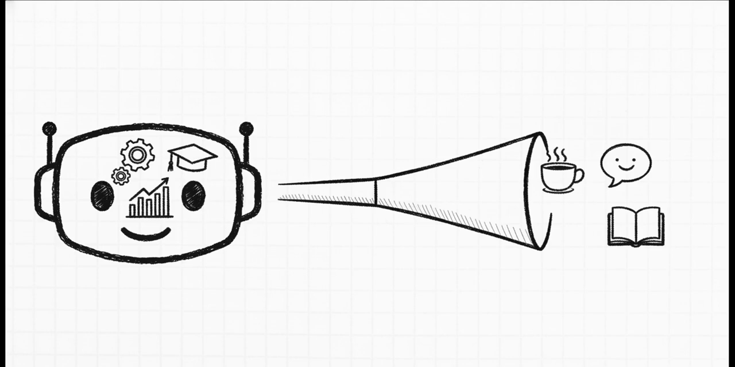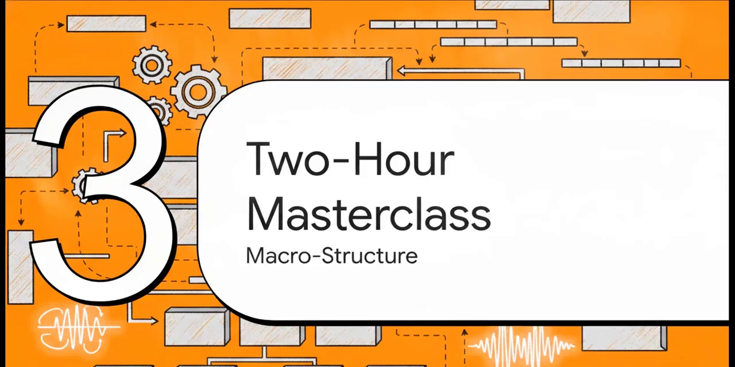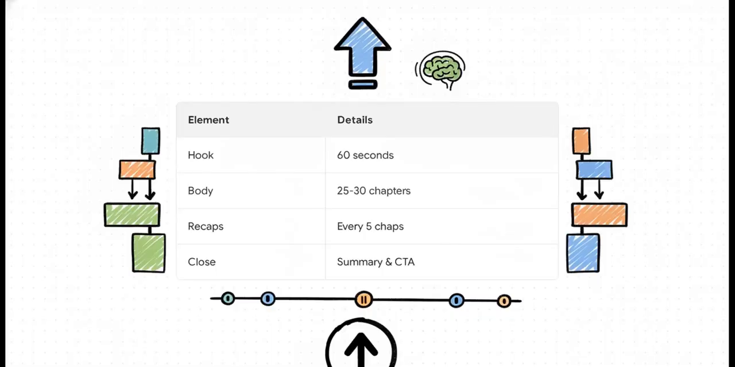That brings us to Section 3, structuring the 2-hour masterclass. Now, once you have your persona locked in, how do you logically organize 2 full hours of talking? Well, the macro structure starts with a powerful 60-second hook, flows smoothly into an intro, and then expands into 25 to 30 detailed chapters. But notice the pacing strategy here.